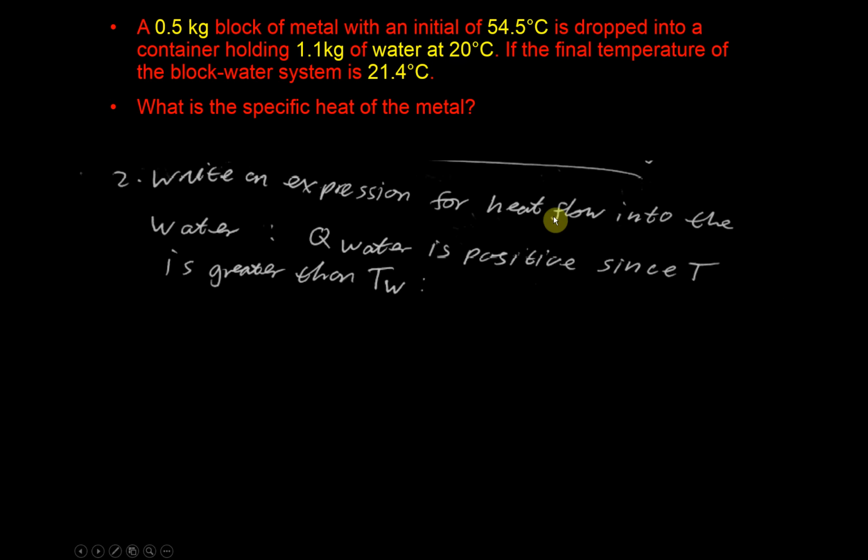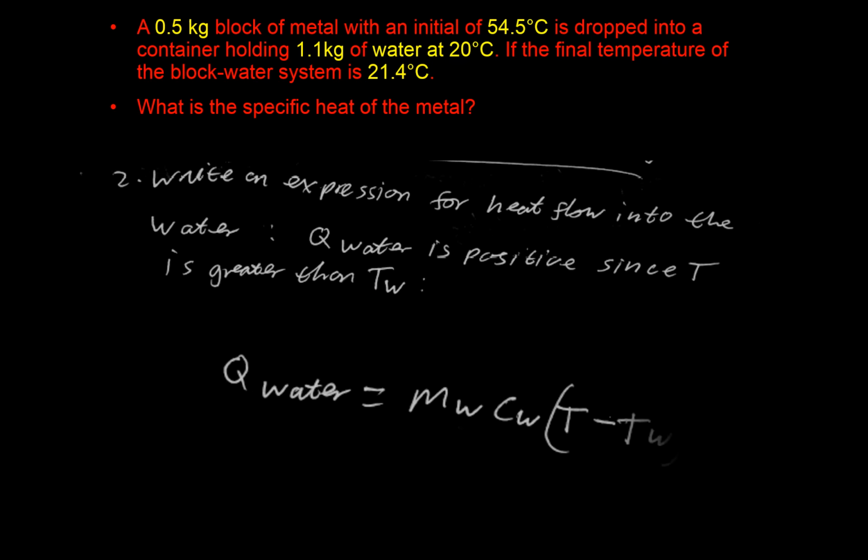Now, let's write an expression for heat flow into the water. So we've gone from the perspective of the block, now we're going to the perspective of the water. So Q for the water is going to be positive, since the final temperature here is greater than the initial temperature of the water. So Q for the water, same statement, Q equals mc delta T. Here's the mass of the water, C for the water, T minus TW.